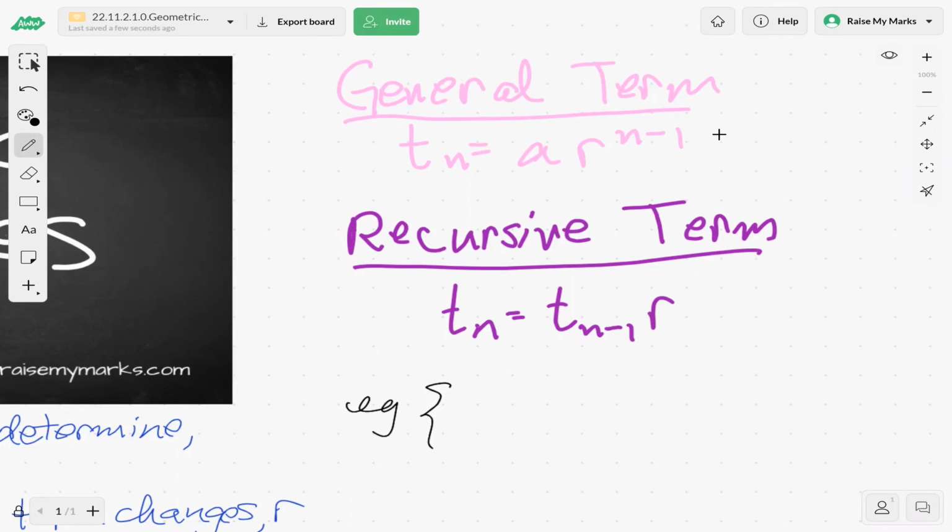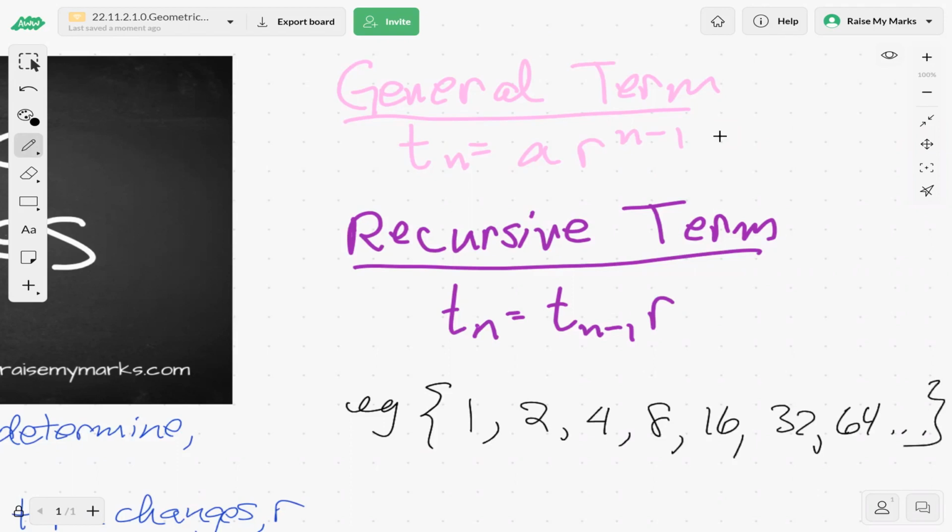Okay, so for example, say our first term is 1. We're going to multiply by, say, 2. And then we're going to multiply the 2 by 2 again, and then again, and again. So we're just multiplying by 2. So this is a geometric sequence.